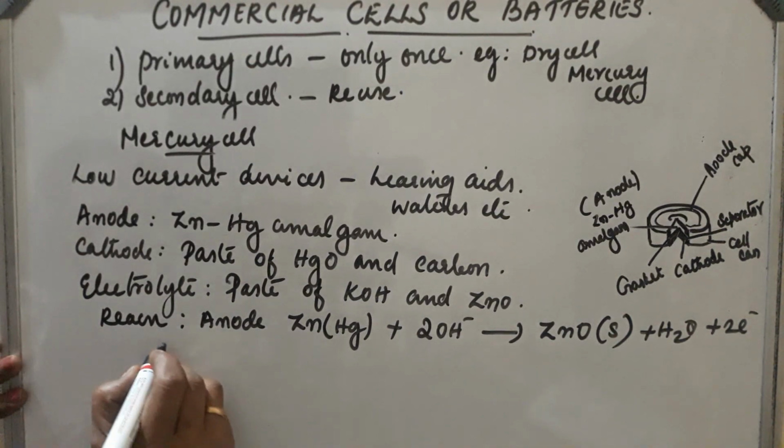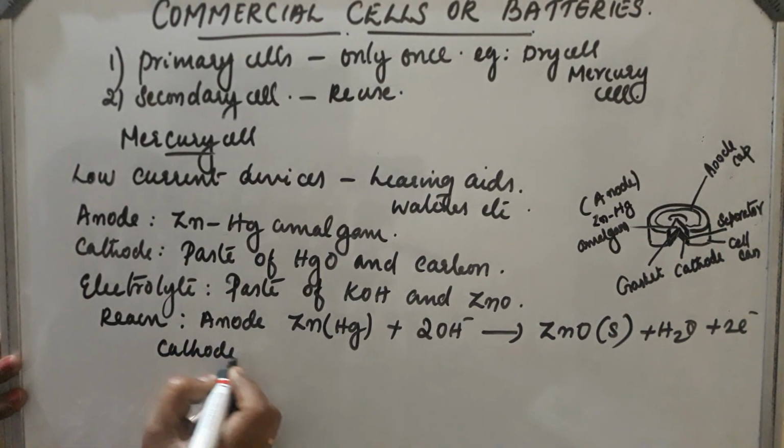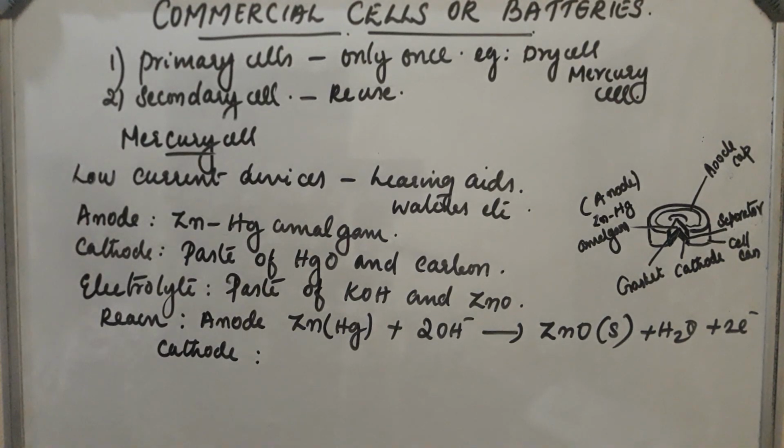Now the cathode, what happens? HgO, mercury oxide, is present at the cathode.